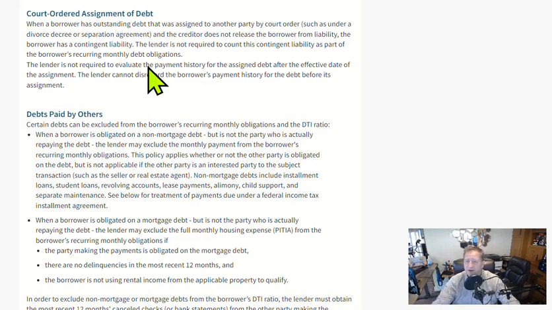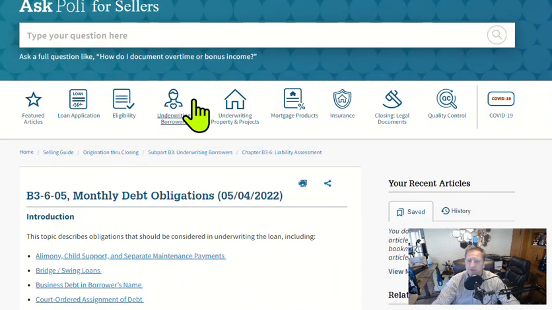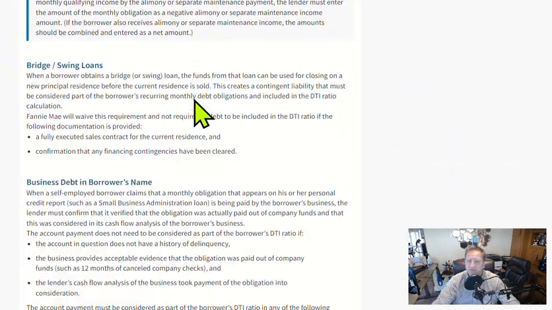Okay, you might want to note that. If you ever have an issue where an underwriter is arguing with you about that, you're going to want to go to here, B3-6-05.